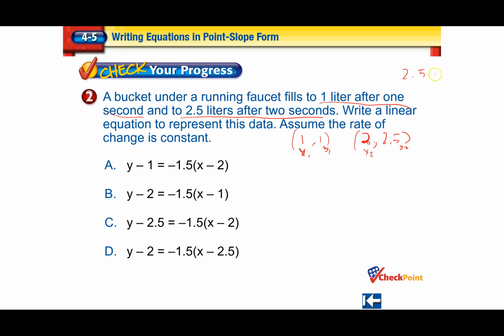So 2.5 minus 1, and then 2 minus 1 equals 1.5 over 1. And is it positive or negative? The faucet is running at this pace, so that's going to be a positive number. Yep. No, it's going down. So the water is running under a faucet. Write a linear equation to represent this data. So this will have to be a negative number.